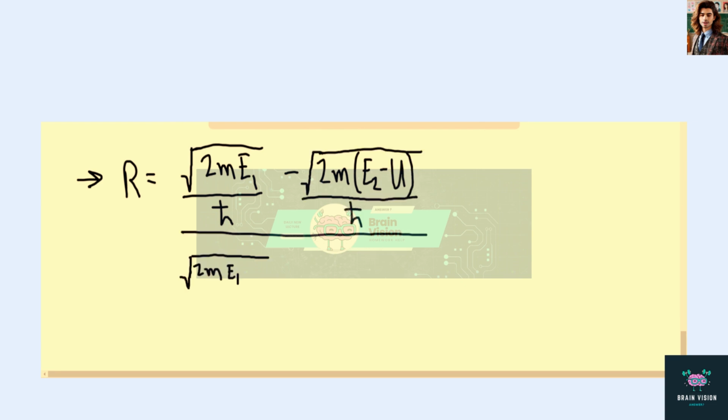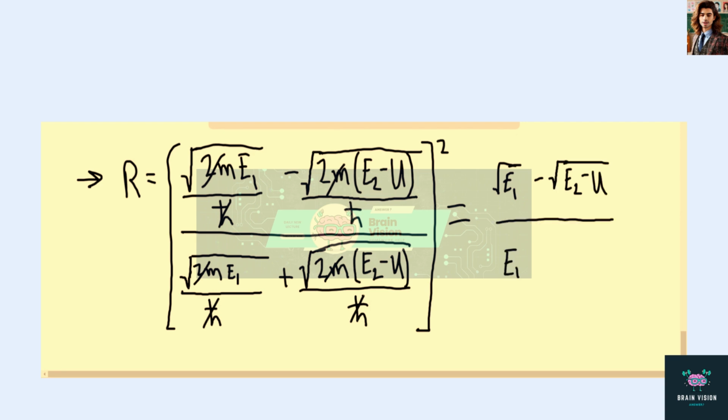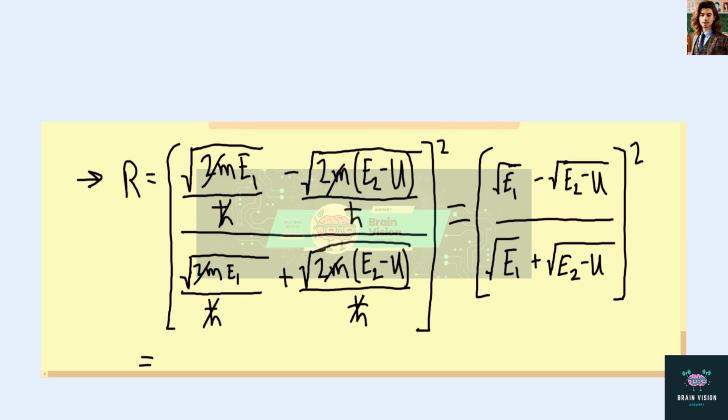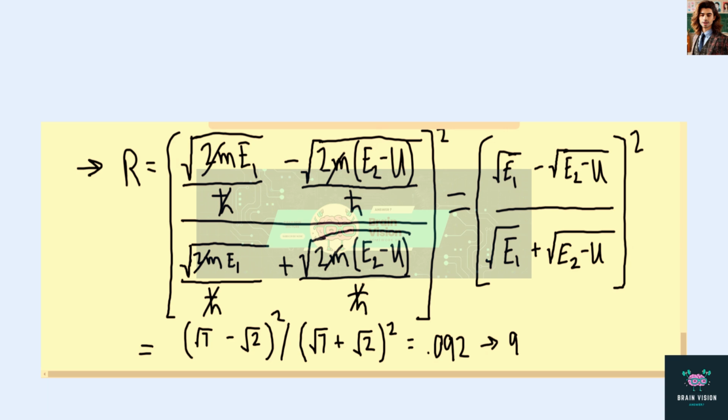Now, we just write it out like this. Notice that the square root of 2m over h bar cancels out completely, and now we're left simply with energies. We know the energies, and remember to square. Now you'll get a simple expression with square roots. So now you put in your square roots, and you get a reflection coefficient, which is a probability. You can write it as a percentage: 9.2% probability of reflection.